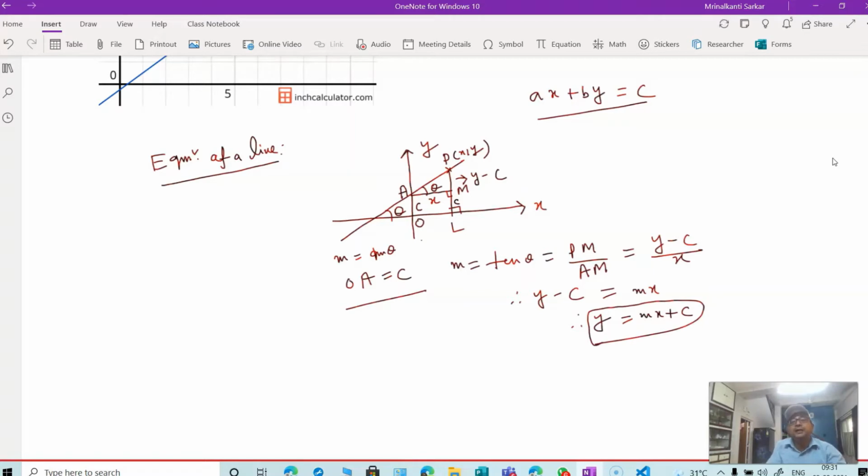This is more specific than AX plus BY equal to C. But later on, we will discover that this can be changed to all these forms which we are going to study today. So this is your number one form we have learned, that is called gradient form or slope-intercept form.